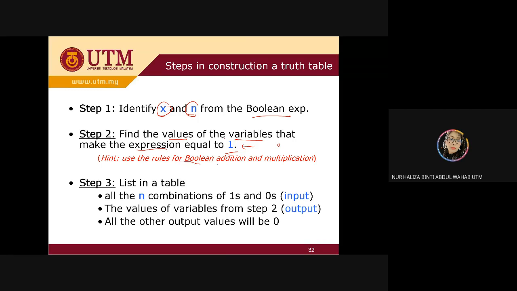Use the rules of Boolean addition and multiplication. Third step, list in the table all the n combinations of 1 and 0 as the input, and the values of the variables from step 2 as the output. All the other outputs will be 0. So this is all the steps, but sometimes different people refer to different expressions. Either way, as long as you know the steps.